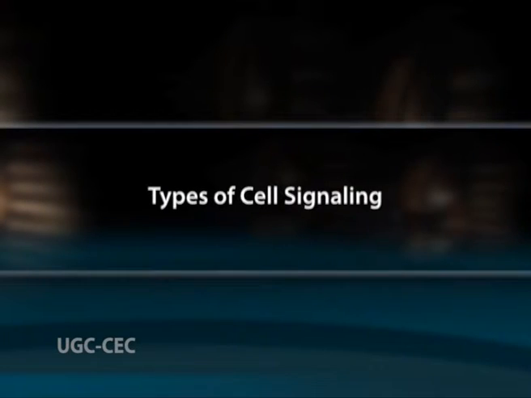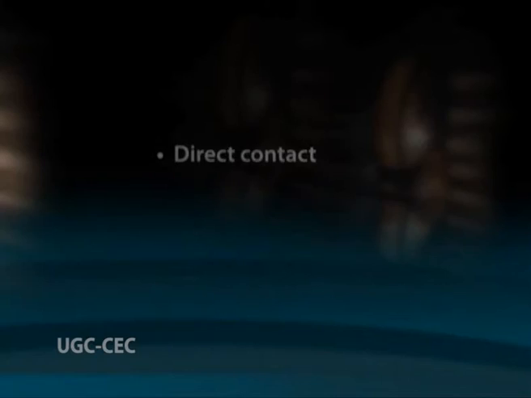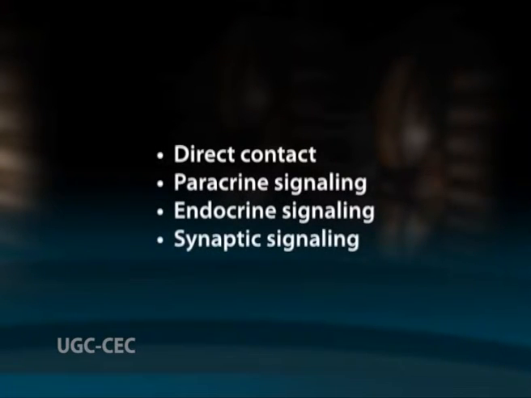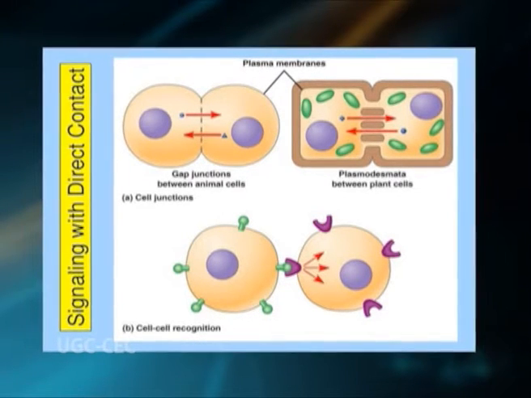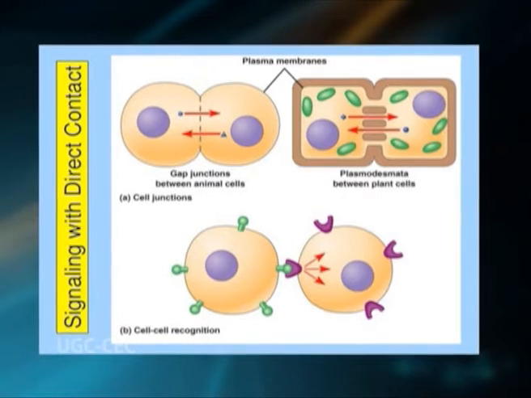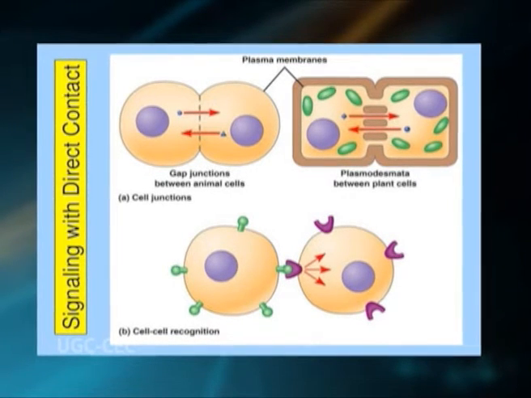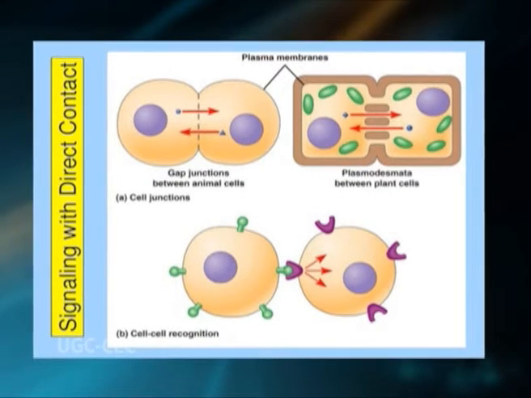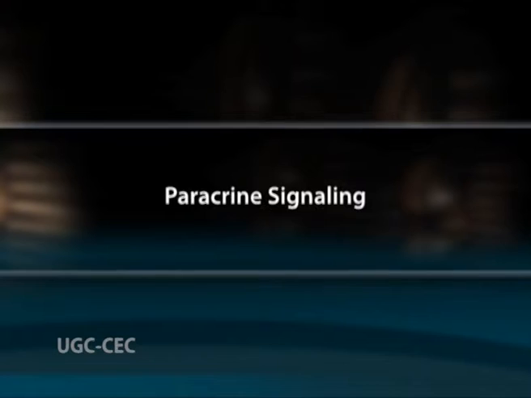Types of cell signaling. Cells communicate through any of the four basic mechanisms: direct contact, paracrine signaling, endocrine signaling and synaptic signaling. Direct contact. When cells are very close to one another, some of the molecules on the cell's plasma membranes may bind together in specific ways. Many of the important interactions between cells in early development occur by means of direct contact between cell surfaces.